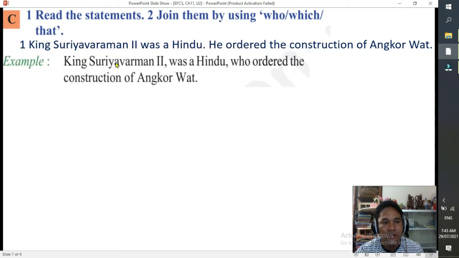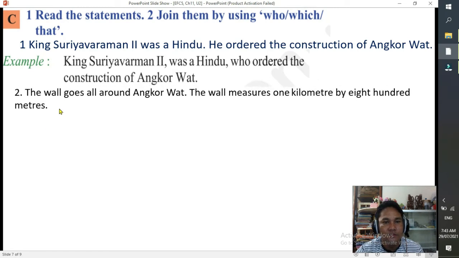King Suryavarman II was a Hindu who ordered the construction of Angkor Wat. Okay, so from number 2, please tell me right now. The wall goes all around Angkor Wat. The wall measures 1 kilometer by 800 meters. 1 kilometer means 1,000 meters.